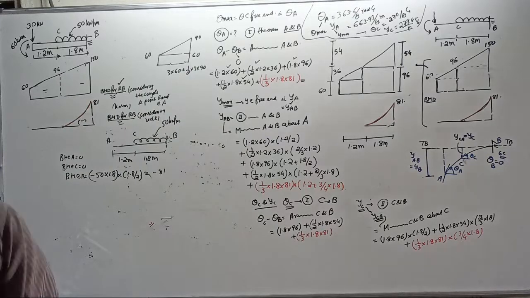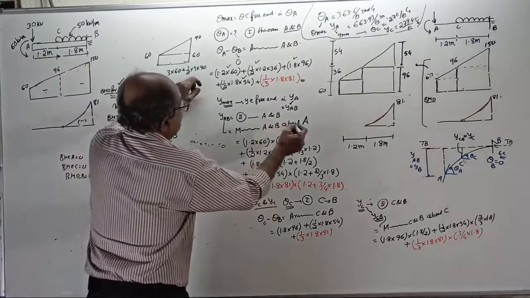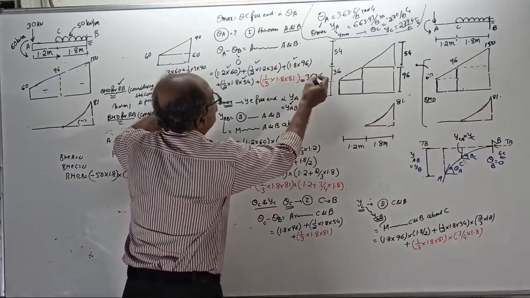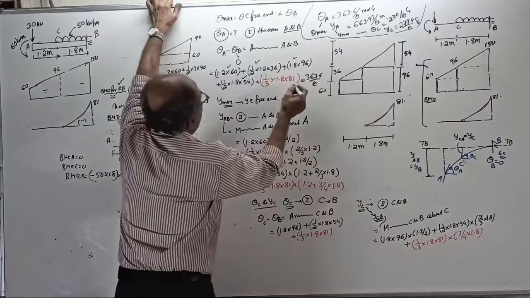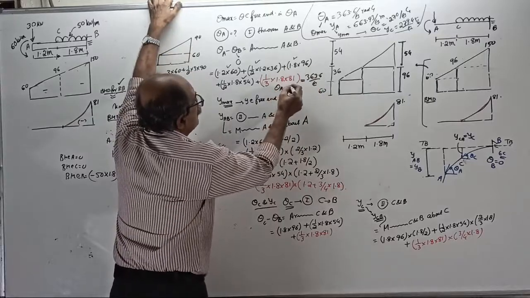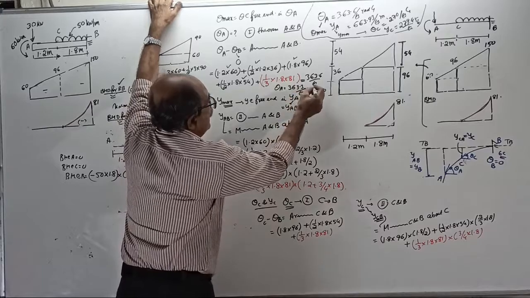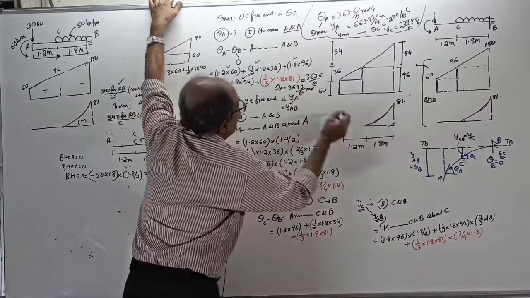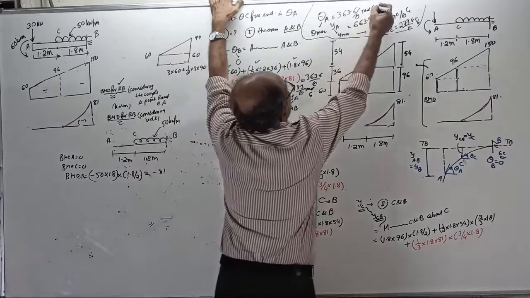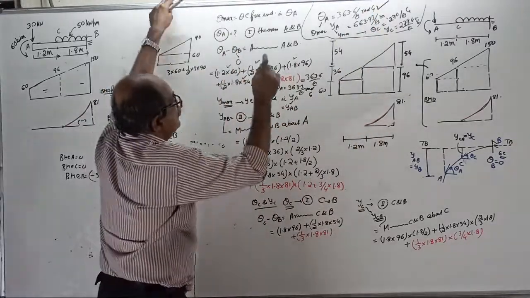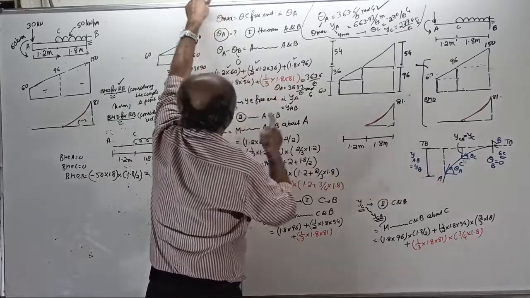363.6. It is the answer. 363.6 by EI. See here. Therefore, your theta A equals 363.6 by EI radian. Anti-clockwise. See the answer here? Correctly tallying. Okay.